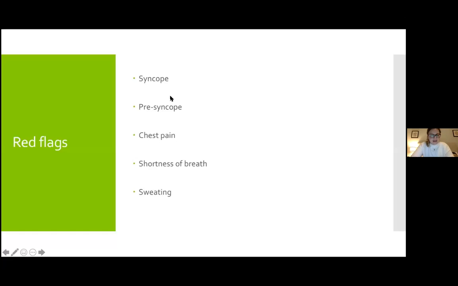And then you've probably asked a lot of these in your history presenting complaint, but it's just to make sure that you ask these red flag questions of whether they had syncope at the time. You're basically combining your two histories there, really. Pre-syncope, have they had any chest pain with it, shortness of breath or sweating? And these are important to tell you the severity of it and how urgently you need to get these investigations done, really. Okay.